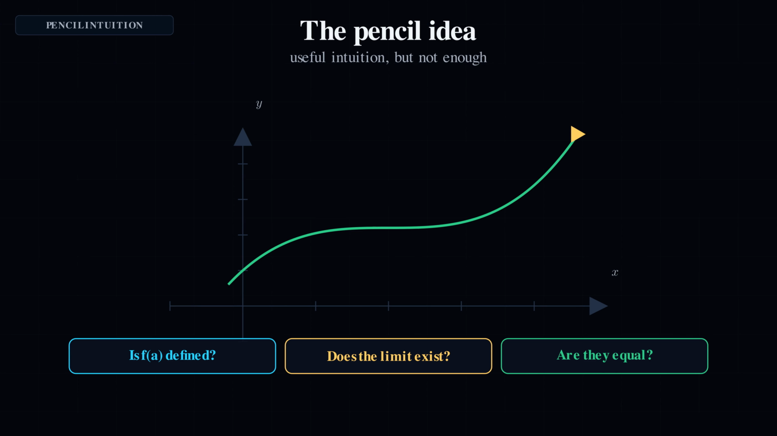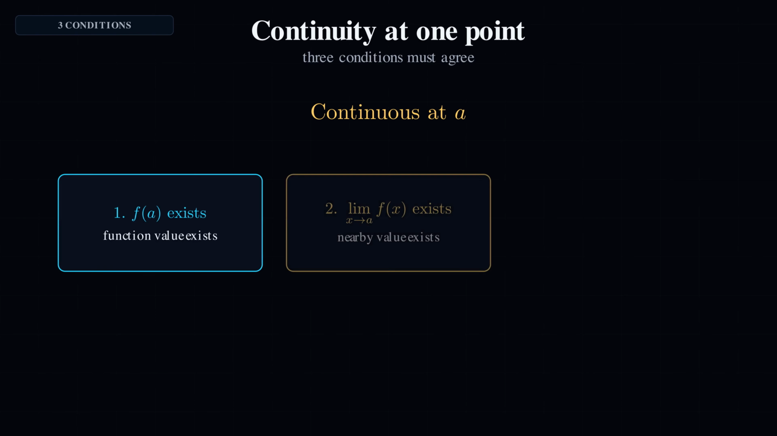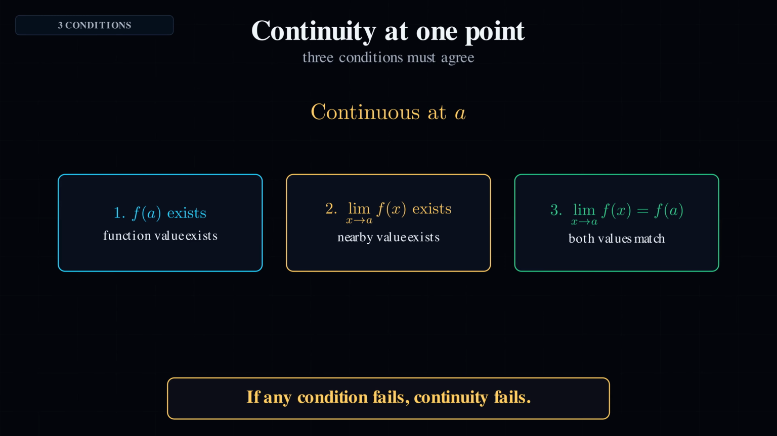So we need to ask three precise questions at the point. Is the function value defined? Does the limit exist? And are those two values equal? For a function to be continuous at input a, three things must happen. First, the function value f of a must exist. Second, the limit as x approaches a must exist. Third, the function value and the limit must be equal.